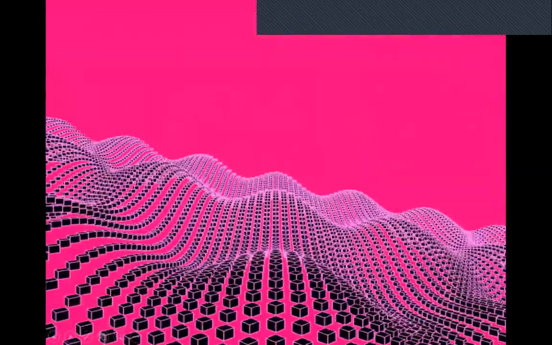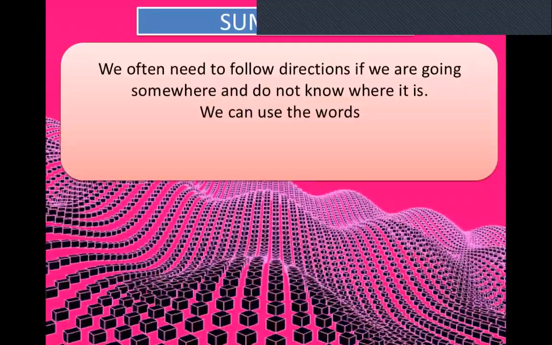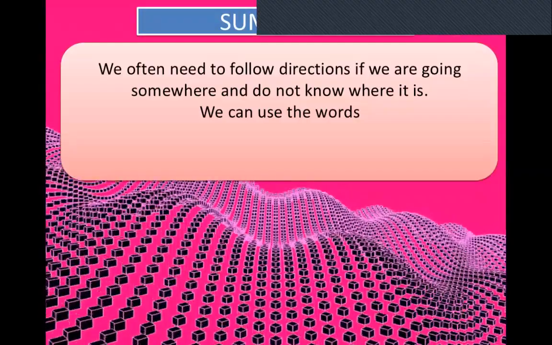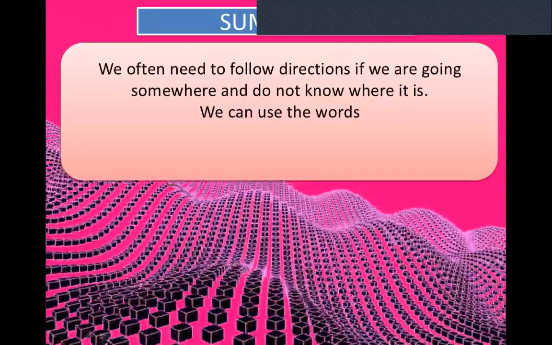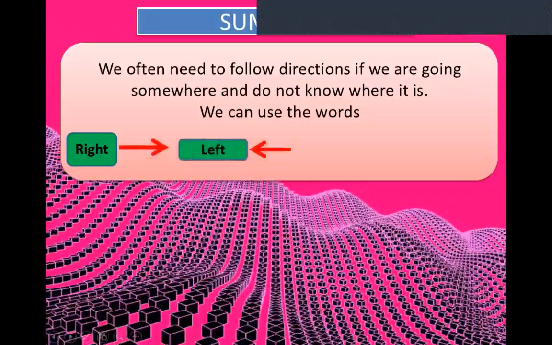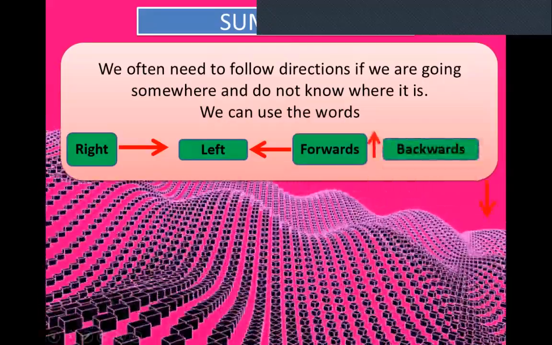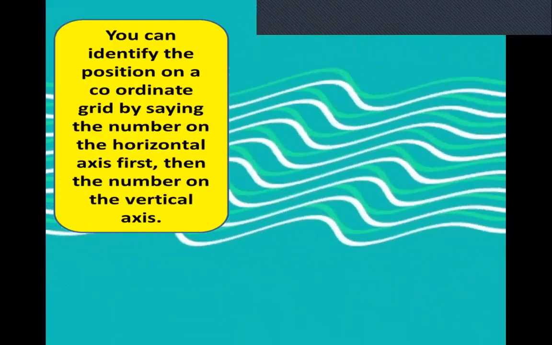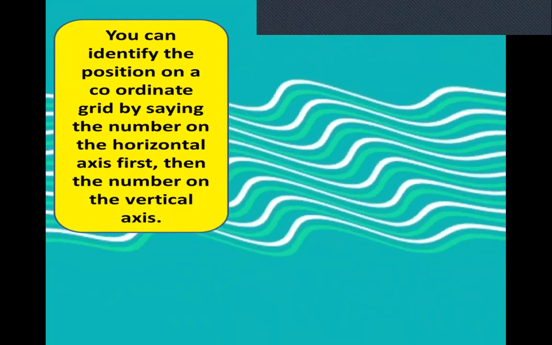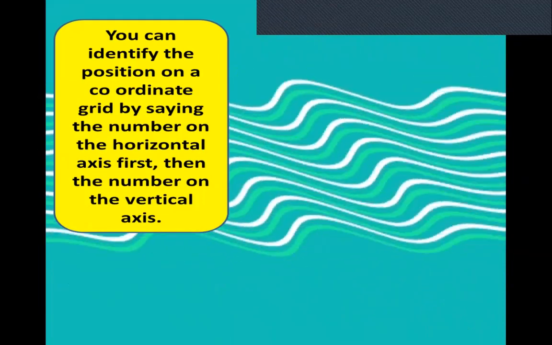Now let's summarize. We often need to follow directions if we are going somewhere and do not know where it is. We can use the words right, left, forwards, and backwards. You can identify the position on a coordinate grid by saying the number on the horizontal axis first, then the number on the vertical axis.